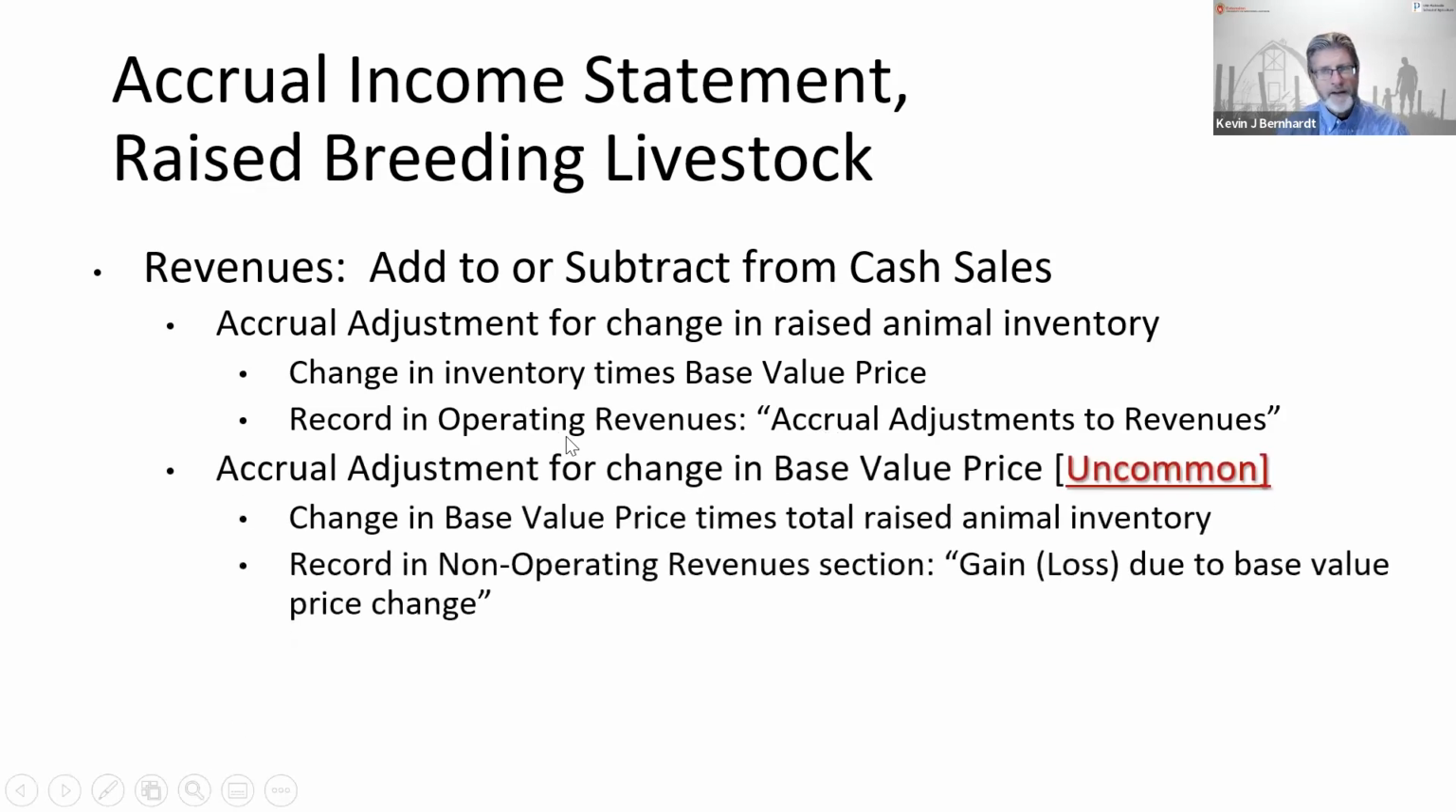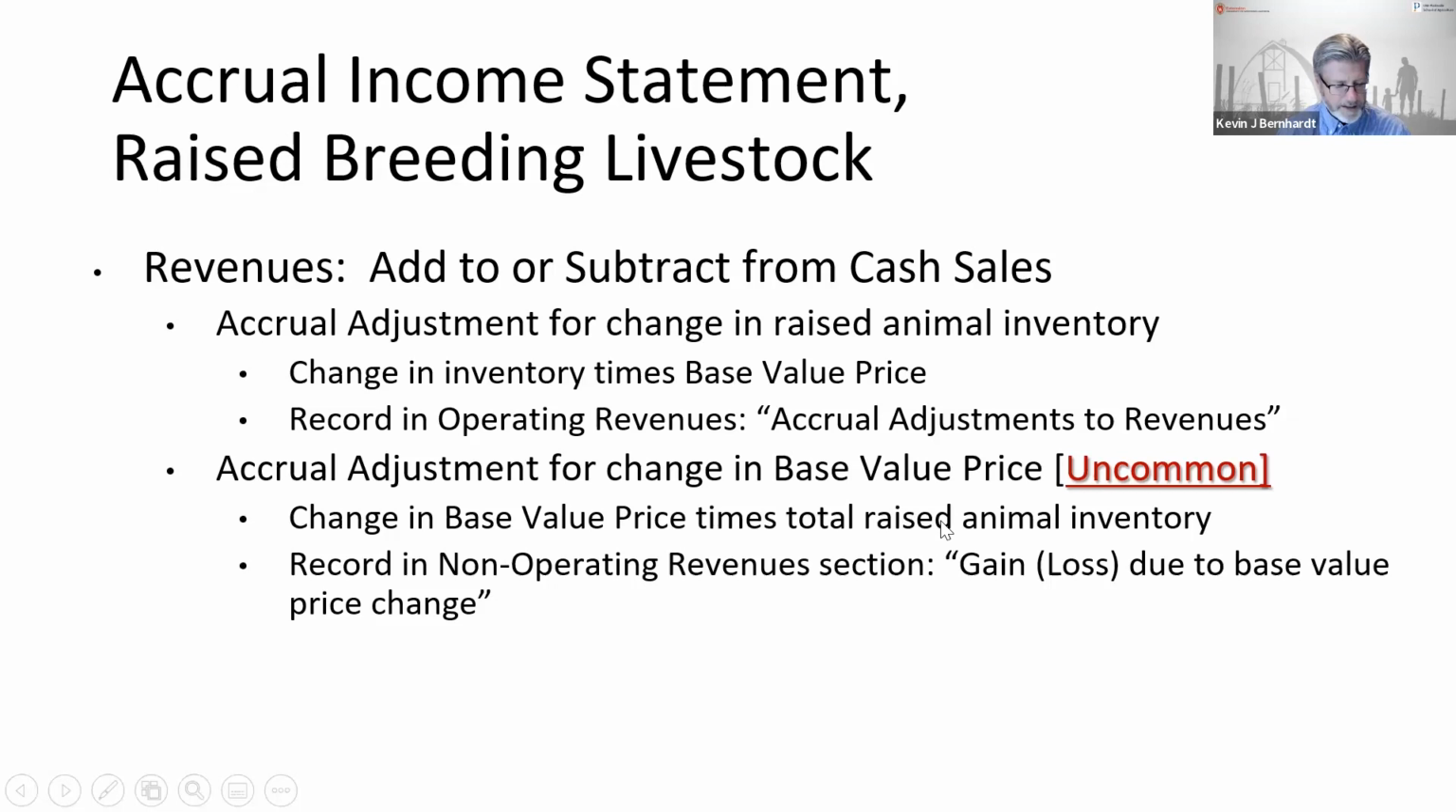We also could have, now this is uncommon and it's controversial, so to speak, an accrual adjustment for change in the base value price. So for example, what if we decided to change the base value? We don't want to do that very often, but let's assume we do, and we change it from $1,200 per animal to $1,400 per animal. Well, the math for this accrual adjustment is that it's not just those extra 10 that are now worth $200 more, but all the other 190 are also worth $200 more. So we want to take the change in base value price, which in this case was from $1,200 to $1,400, that's $200, and multiply it by all the animals that are in inventory, which is 200.